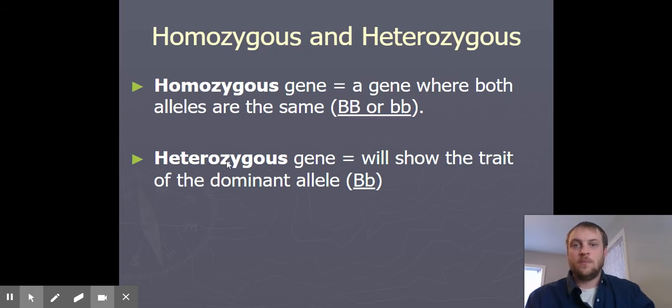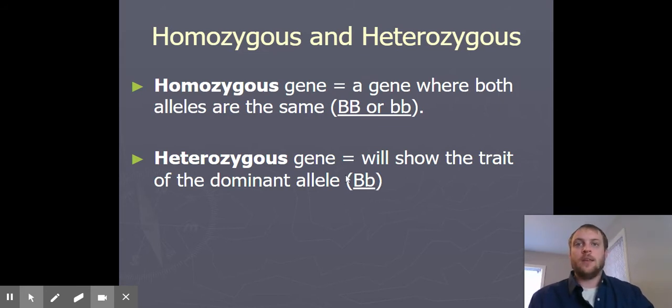Now, a heterozygous gene is shown with both letters. So when you see that term heterozygous, think different. You're going to see two different versions of that trait. So in the genotype, the genes that we get from mom and dad, one might be a capital B, one might be a lowercase b. If that's the case, this is heterozygous.